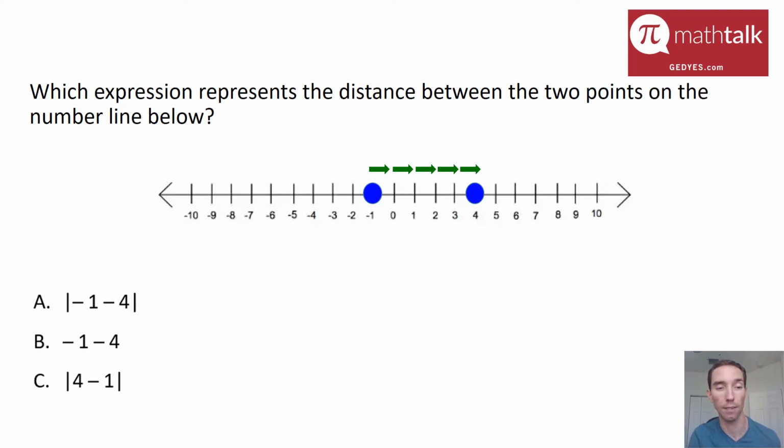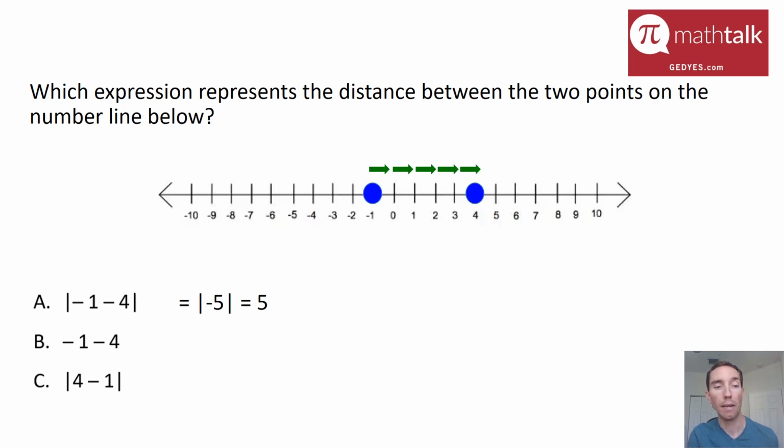So if you look at the different options, you look at A, the absolute value of negative 1 minus 4 is the absolute value of negative 5. And the absolute value of any number is the positive value of that number. So absolute value of negative 5 is just positive 5. So this looks like a pretty clear candidate for the winner, but just to be safe, let's look at the other options.